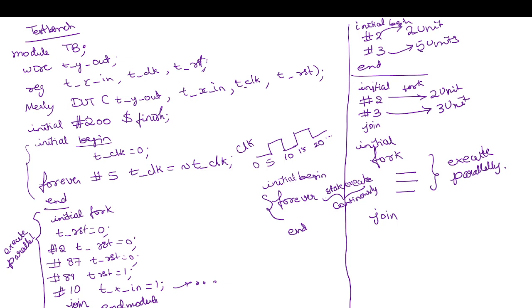Okay, ma'am. So next, this is a Mealy machine. Whenever input is changing, the output will change. So in the Mealy machine, we will have some glitches. Output changes not only with the clock, but also when the input changes.